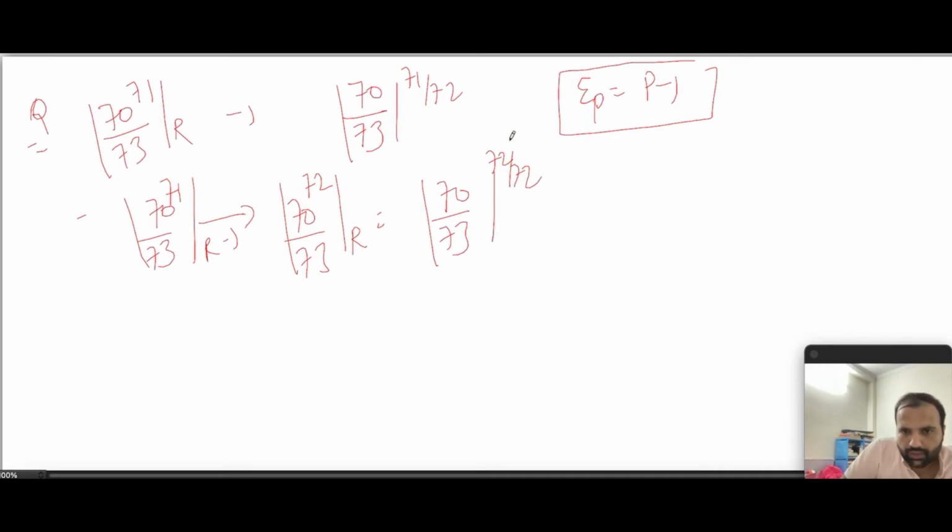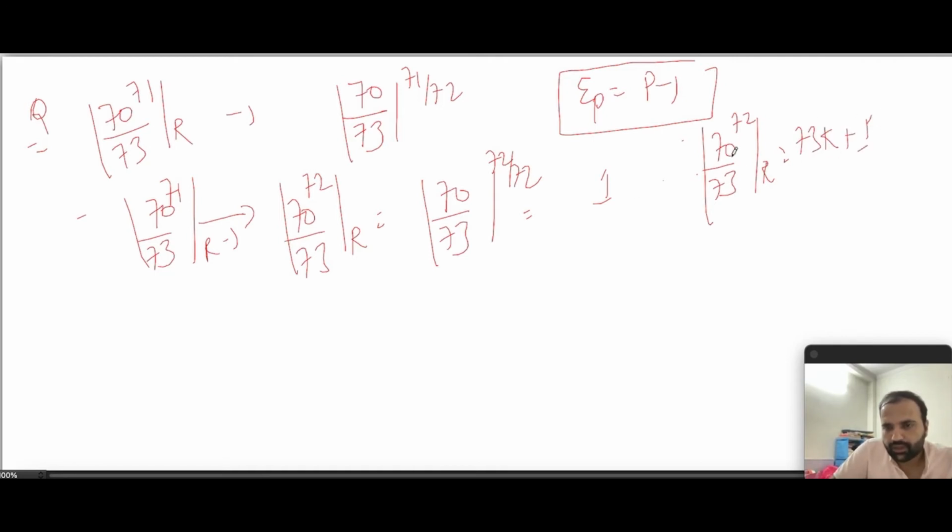Now over here the remainder is 0, so 0 on top of anything gives us 1. Therefore we can also write that 70, this in the form of 73k plus 1. 73 because it is dividing, and this is the divisor, this is the quotient, and this is the remainder. That's what it is. Dividend equals divisor into quotient plus remainder. So that's what I've done.